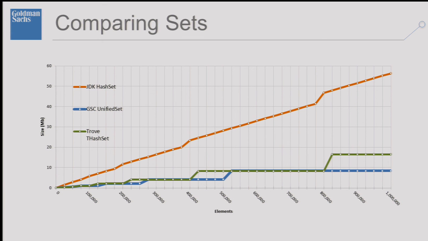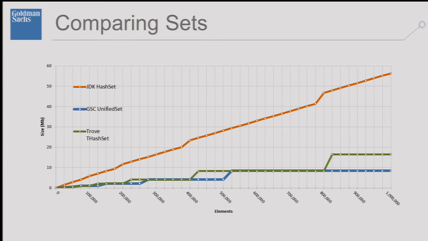When you store something in a Java hash set, first of all, it's just a wrapper for a hash map, which means that you have slots for keys and values when you don't really need that. The other thing is that every time you store an object, it creates a wrapper object, which is a map entry. And we avoid doing that as well.